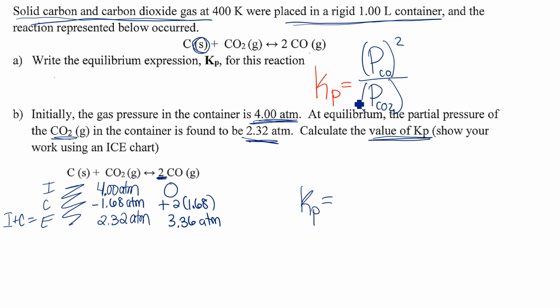So PCO at equilibrium is 3.36, my partial pressure, and I don't forget to square it. And then my pressure of carbon dioxide is 2.32. Then I'll do that on my calculator real quick, and I should end up with 4.87 in 3 sig figs. Looks reasonable based on all these values. So that would be my K value for this reaction.